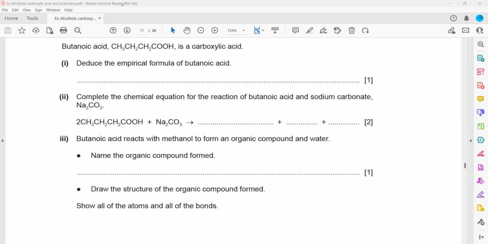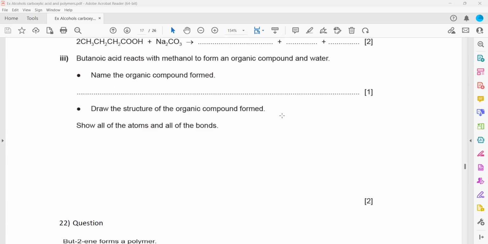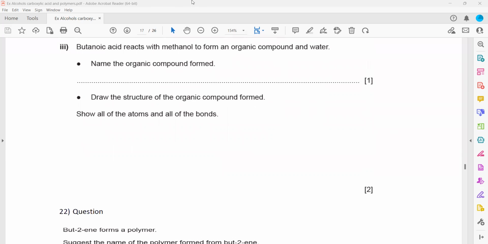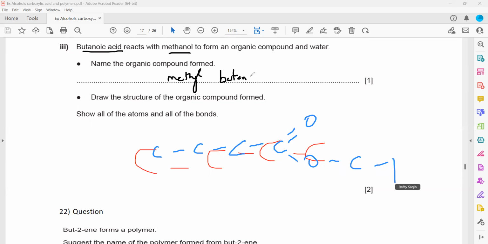The next one: butanoic acid reacts with methanol to form an organic compound and water. Name the organic compound. What is formed when an acid reacts with alcohol? An ester. This will be methyl butanoate. The first name of an ester is always from the alcohol, and the second name is from the carboxylic acid. You can use screen annotation to complete this. So which ester will it be? It will be methyl, and because the carboxylic acid is butanoic acid, it will be butanoate.